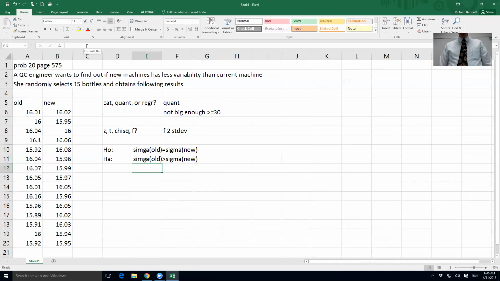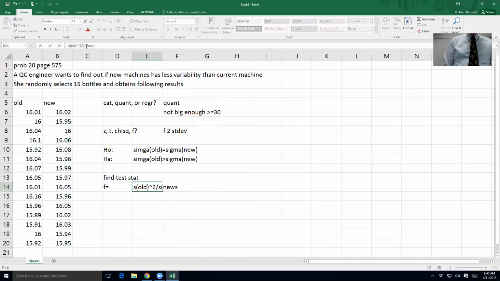All right, now, what's the next step? Yeah, find the test statistic. The equation is actually quite easy, right? F equals S1 squared, or maybe we should say S old squared, because we're calling that one 1 squared, divided by S new squared, right?